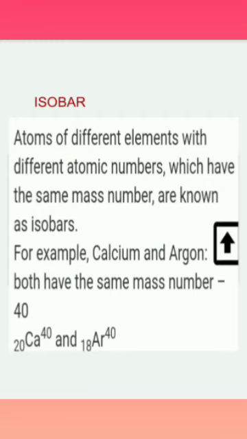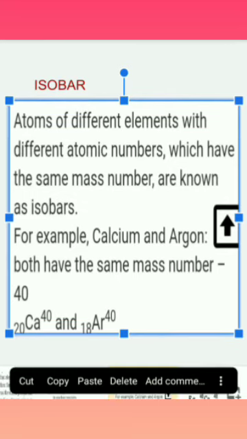What is known as isobar? Let us know about the isobar. Atoms of different elements with different atomic numbers, but the same mass number, that is known as isobar. So, different element, different atomic number, but the same mass number, that is known as isobar.